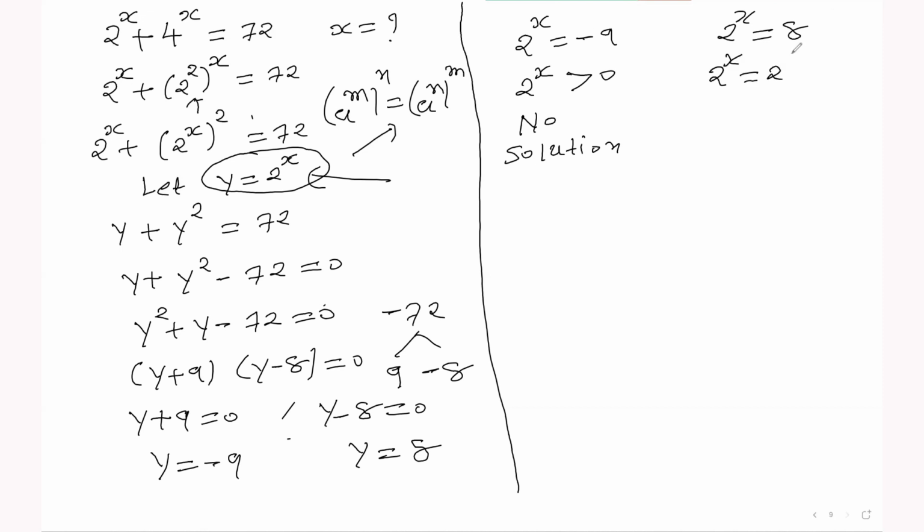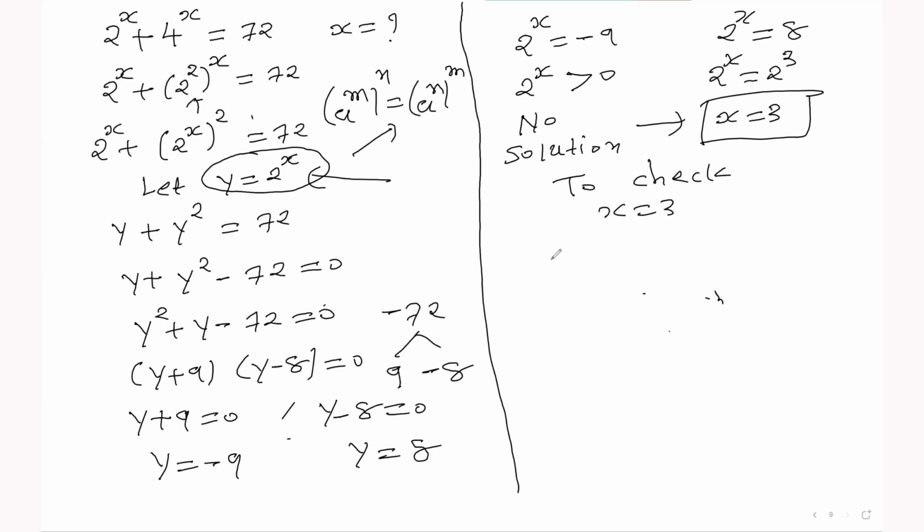8 I can write as 2^3. Now I got a 2 and 2, the same base. So my x will be equal to 3. So x = 3 is coming as a solution, but we will check whether it is working or not. So to check, I'll substitute x = 3 in my equation.